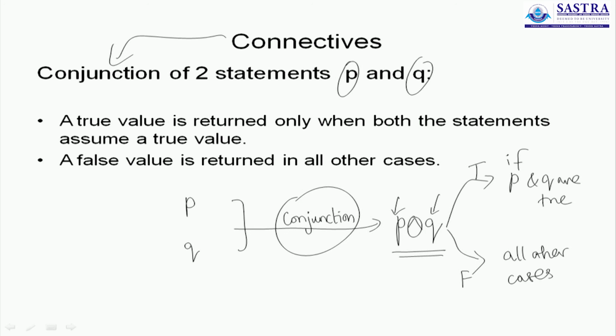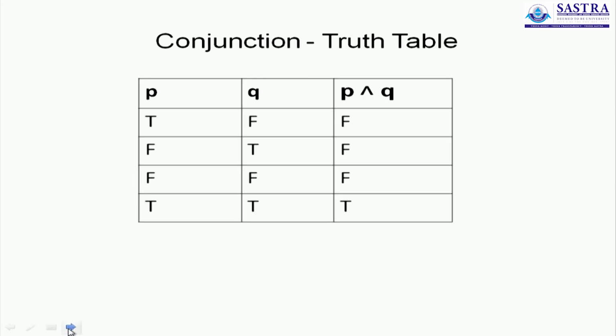That's how this connective is defined, and this truth table helps us understand it better. P being a single statement has only two possible answers. It can either be a true statement or a false statement. Q being a single statement once again has only two possible truth values, either true or false. But when you combine these two using a connective, there are four cases possible: both of them being true, both of them being false, one false and one true in two different ways.